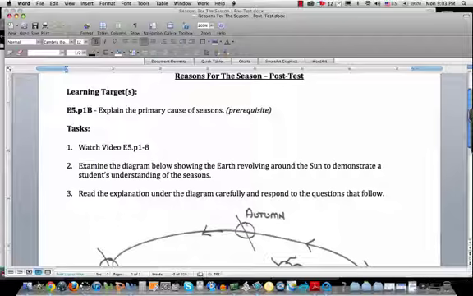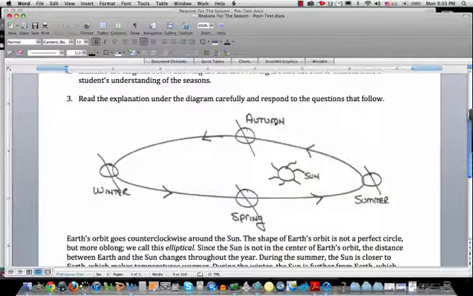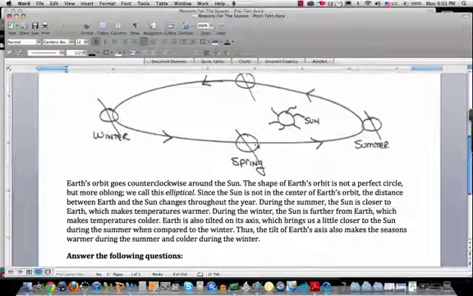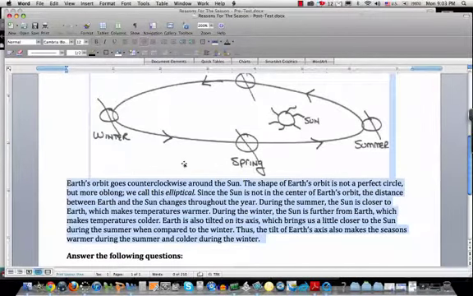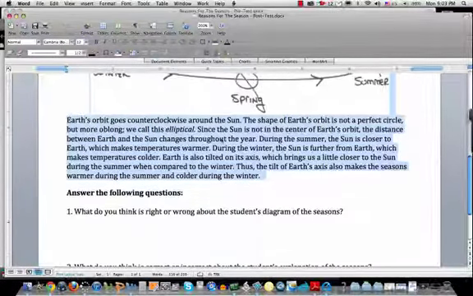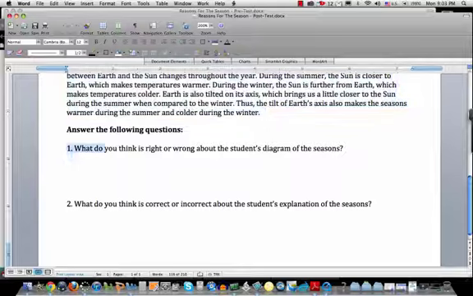What you'll do, just like you did with the pre-test, is you'll examine the student's diagram, the location of the sun, the way that the Earth revolves around the sun, the tilt of the Earth, and along with that, the seasons which are labeled in the locations in which Earth is placed on the diagram. Along with evaluating the diagram, you're asked to read the explanation that this student provided for their diagram. Once you have done your evaluation of both of those, you're asked two questions.